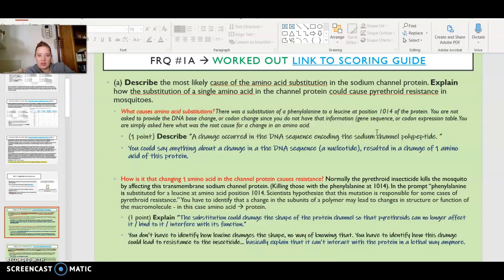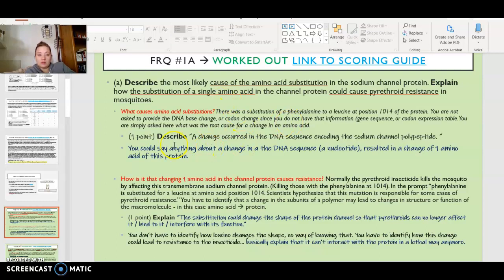So what they're asking you in A is basically what causes amino acid changes or amino acid substitutions. We've changed a leucine to a phenylalanine, and you're not given any information about what the DNA sequence or code was, or what RNA codons are present. You don't have a codon chart, so you don't have to get as technical.